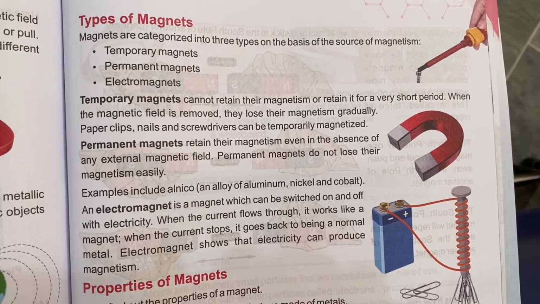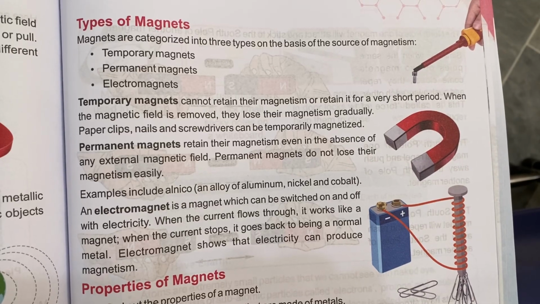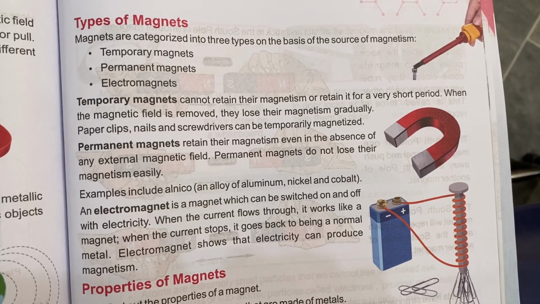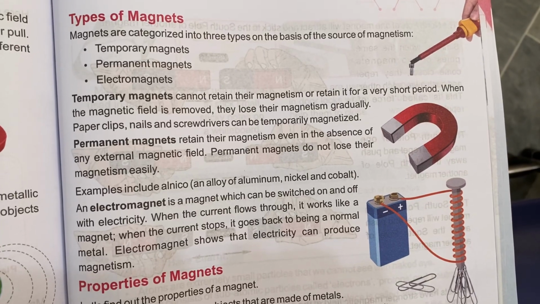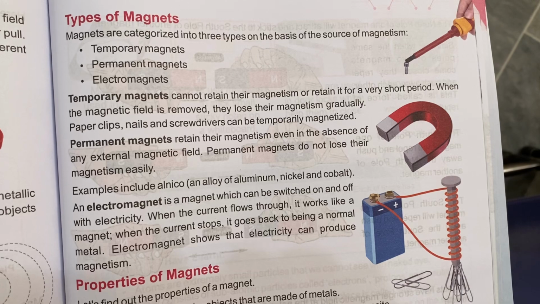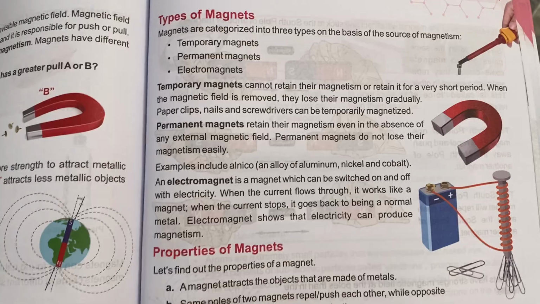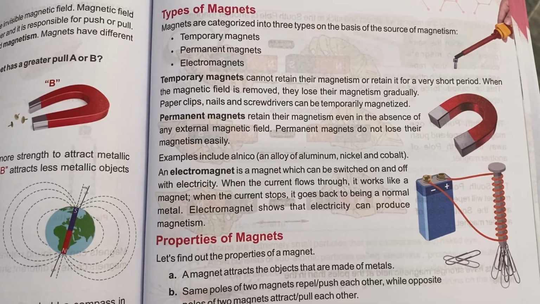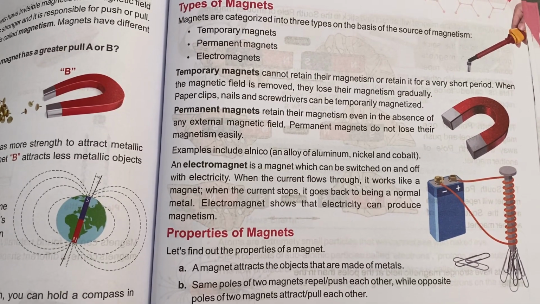Permanent magnets retain their magnetism even in the absence of any external magnetic field. Permanent magnets do not lose their magnetism easily. An example includes an alloy of aluminum, nickel and cobalt. An electromagnet is a magnet which can be switched on and off with electricity.